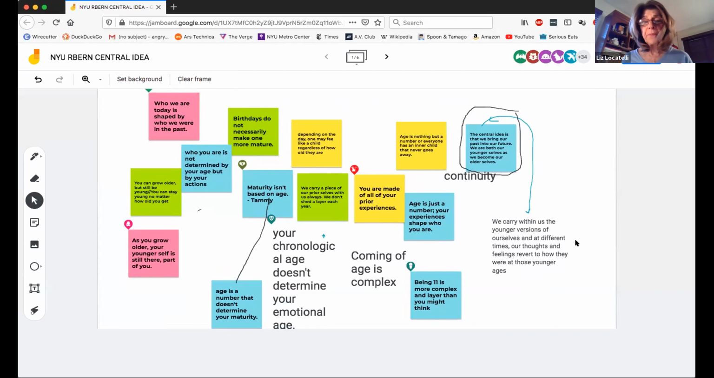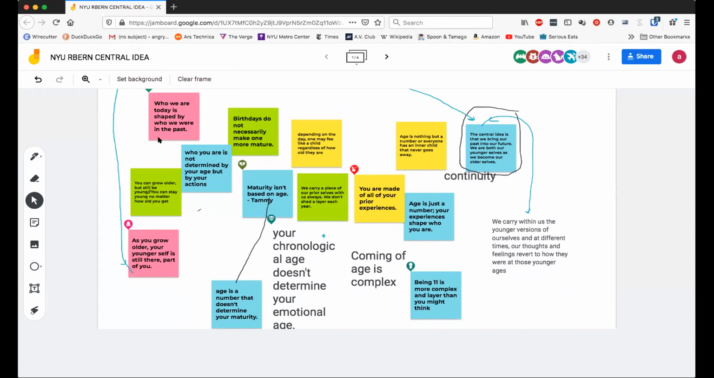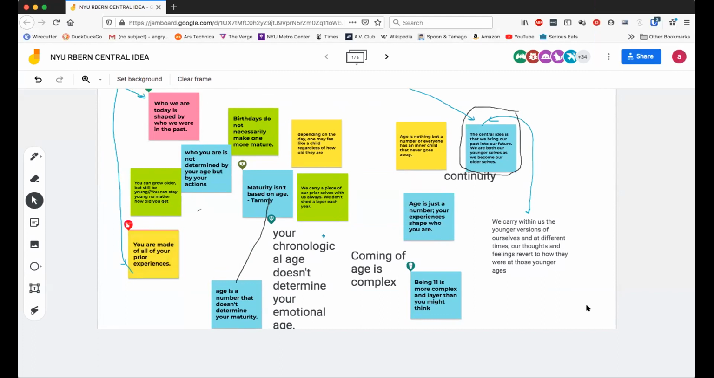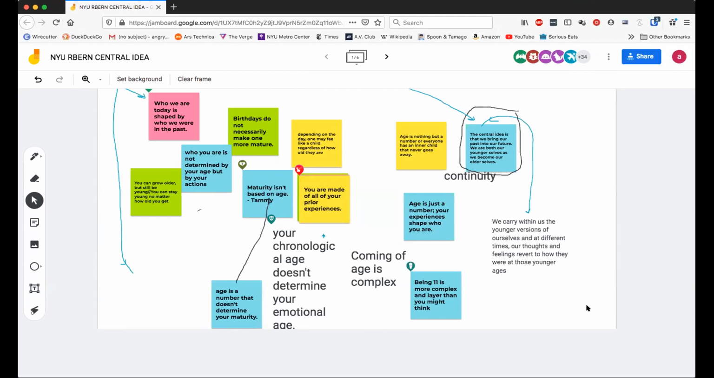I want one more. Who we are today is a compilation of what we were in the past. Who we are today is shaped by who we were in the past. It doesn't have to be perfect wording. Remember, we're just talking about the gist. The one about maturity: who we are today is shaped by who we were in the past. Yep, that's a good one. I like the one that says maturity isn't based on age. All right, so I'm giving three.